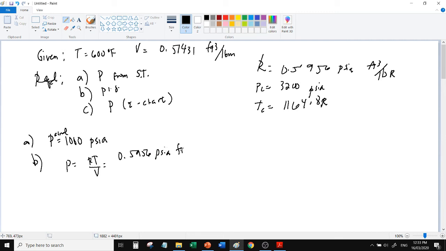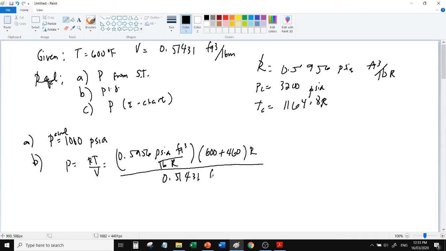PSIA feet cube per pound Rankine. Okay? And then multiply that with the given temperature, 600 Fahrenheit plus 460 to get Rankine. Absolute temperature. Divided by the given specific volume, 0.51431 feet cube per pound mass. So cancel the pound mass, cancel the Rankine, cancel the feet cube. We're left with PSIA.